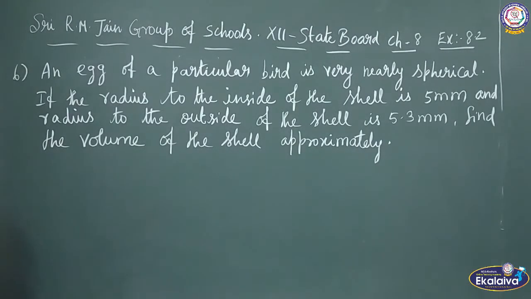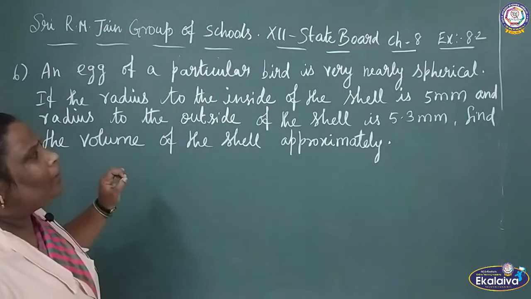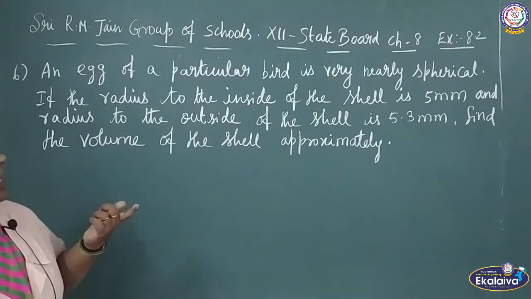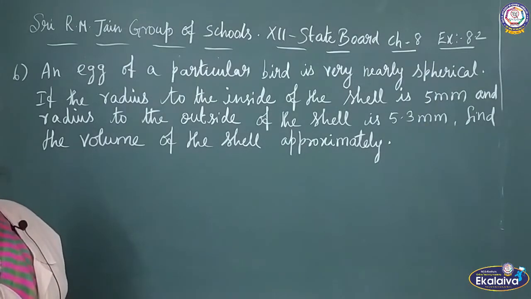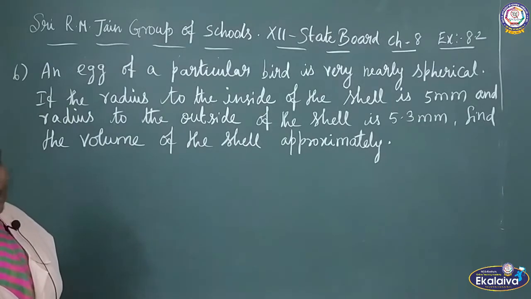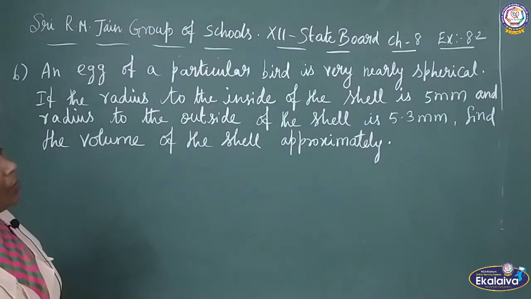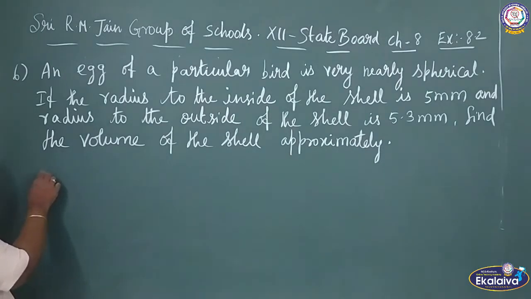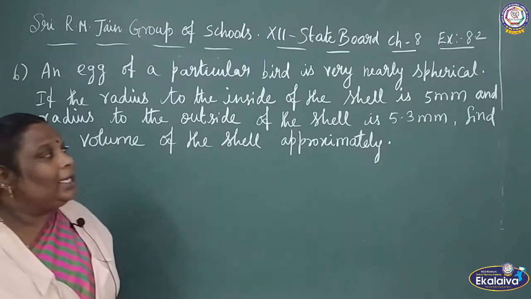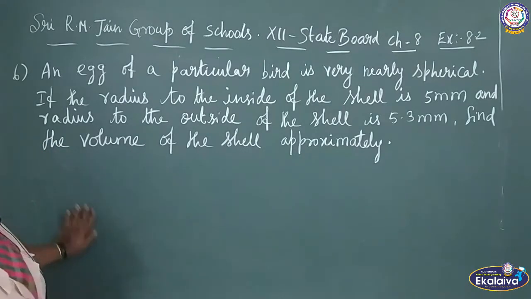See, an egg of a particular bird is very nearly spherical. A bird egg is nothing but a spherical shape. The radius to the inside of the shell is 5 millimeter and the radius to the outside of the shell is 5.3 mm. If it is a spherical shape like this, inside is 5, outside is what? 5.3 mm. Find the volume of the shell approximately.